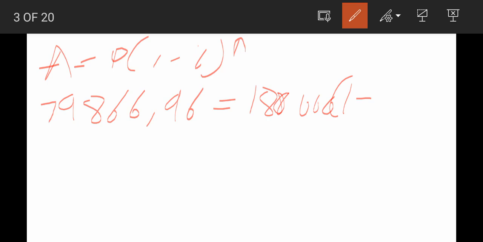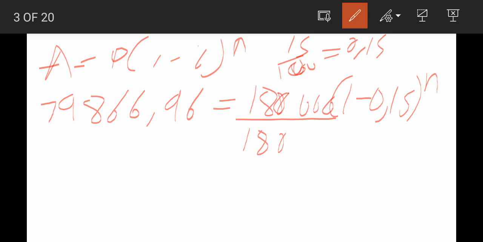But we know whenever we write our percentage, we must write it in the form of a decimal. So we have 15 divided by 100, because the percentage is always divided by 100. Then we have 0.15. So we're going to put 0.15 here. And then what are we looking for? We're looking for n, right? So solving this one, we can just divide both sides by 180,000.